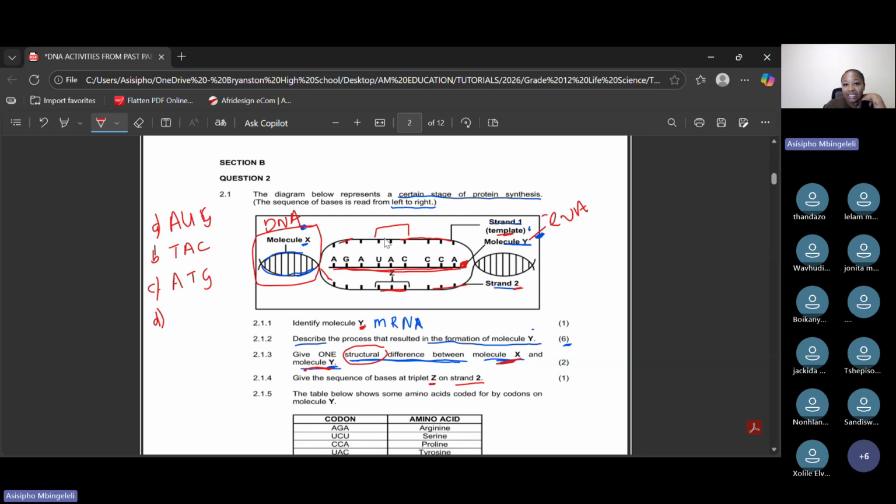If we're having a UAC, why are we looking in line with the 3 on strand 2? So UAC, you are going to have A here. So that will be A.